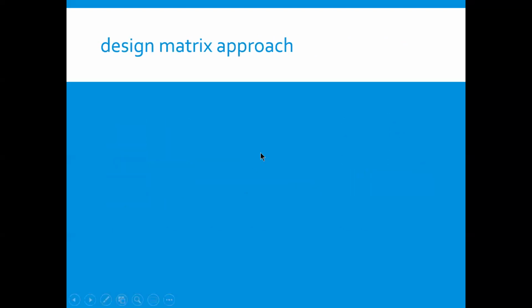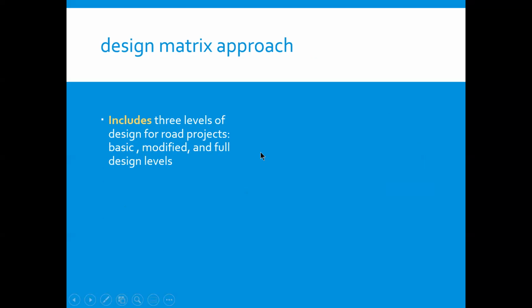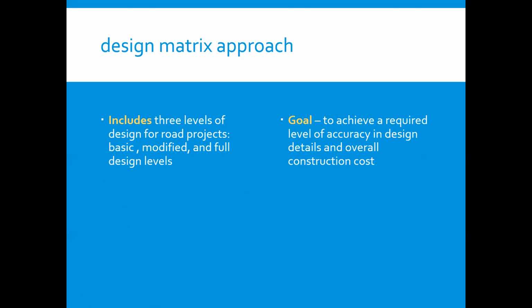Design metrics approach includes 3 levels of design for road projects: basic, modified, and full level. Goals: to achieve a required level of accuracy in the design details and overall construction cost.